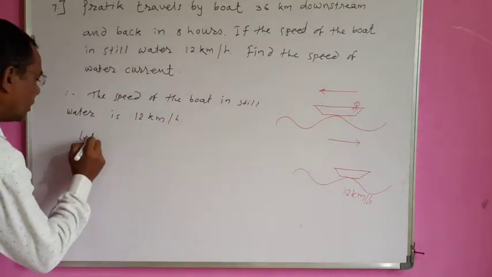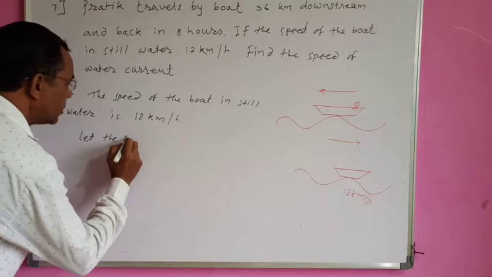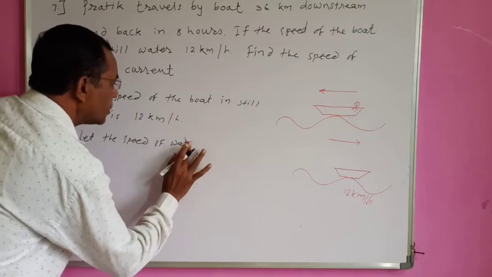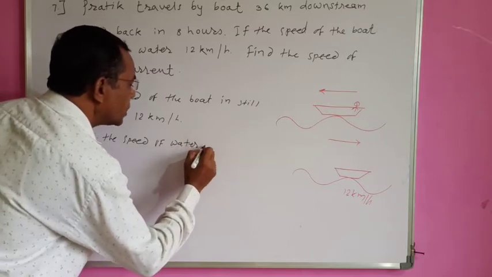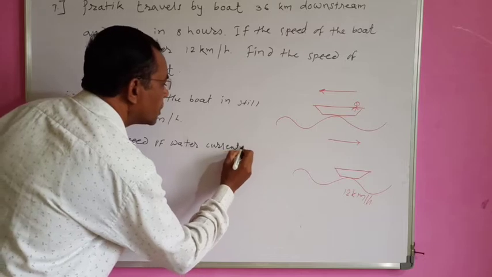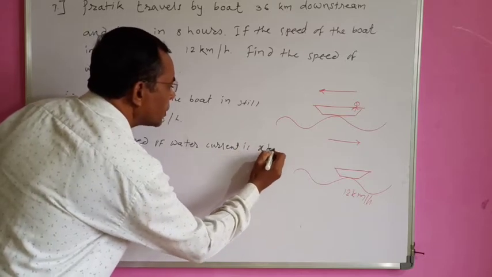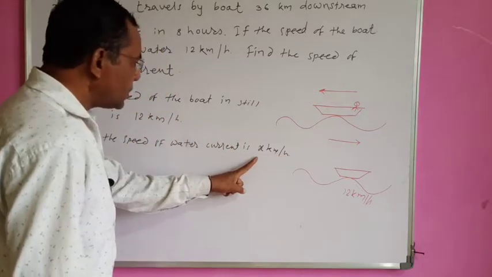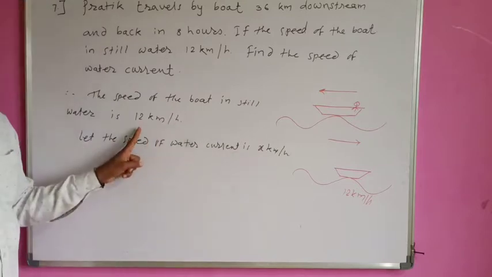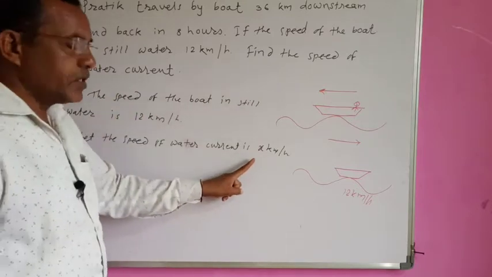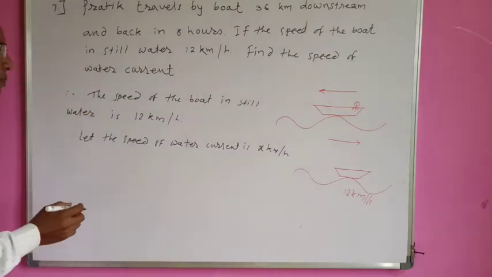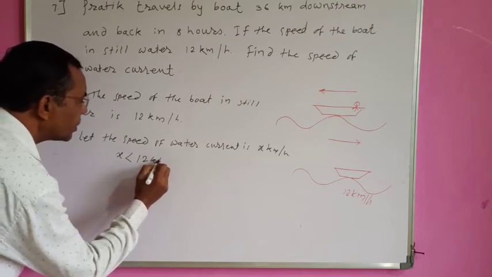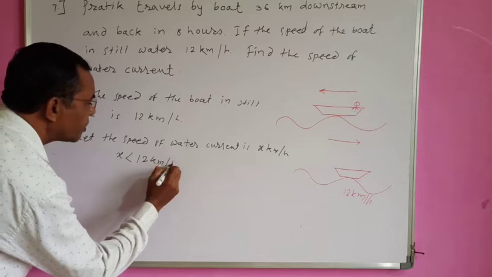Let the speed of the water current be x kilometers per hour. Okay, here this x must be less than this, because the speed of the boat will be greater than the speed of still water. So let us write here x is less than 12 kilometers per hour.